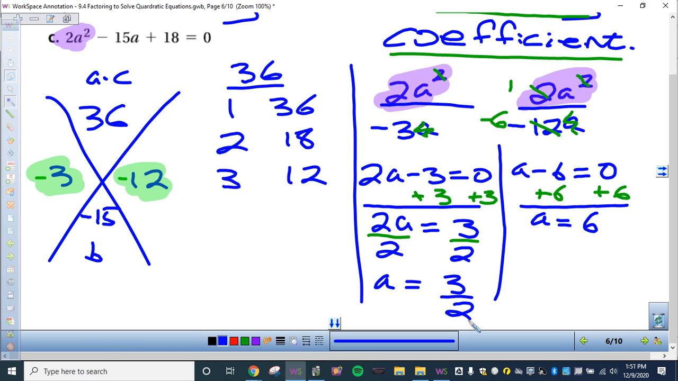So the two places where this thing crosses the x-axis are at 3 halves, or 1.5 as a decimal, and positive 6. Remember, with these kind of problems, we can have the parabola either cross the x-axis 2 times, 1 time, or not at all. Okay?